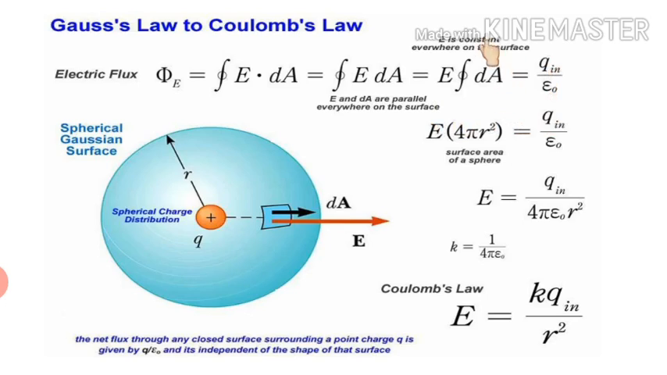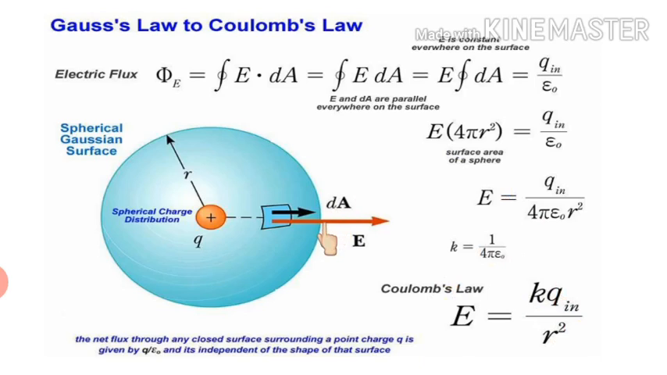Now the integral of dA means we are talking about the surface area of this sphere. And if R is the radius, the surface area will be 4 pi r square. So in place of this, we have written E times 4 pi r square is equal to Q in upon epsilon naught. Q in indicates how much charge is enclosed within this surface, how much charge is inside the surface. Now if we shift this 4 pi r square to the other side, it will go in the denominator. So finally E is equal to 1 upon 4 pi epsilon naught times Q upon r square. And this 1 upon 4 pi epsilon naught can be replaced by K. So finally E is equal to K Q in upon r square.